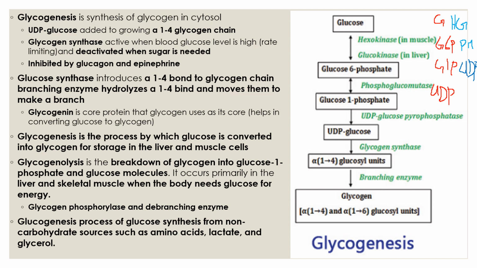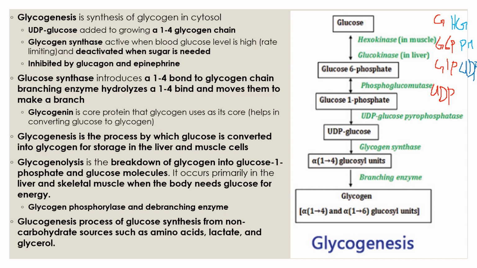Alright. And then UDP uses glycogen synthase, and glycogen synthase is active when blood glucose level is high, alright, and deactivated when sugar is needed. Okay, so glycogen synthase is activated when blood glucose levels are high. You need to bring them down, alright, and then you bring them down by increasing insulin. Okay, insulin brings that stuff down, and it is deactivated when sugar is needed.